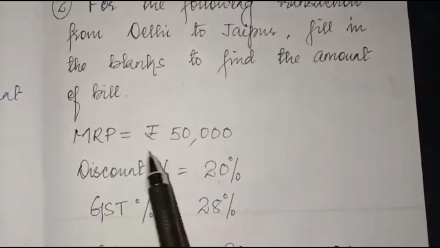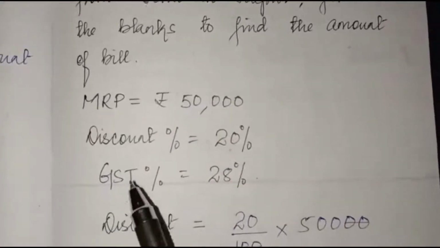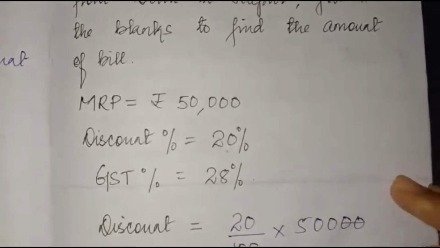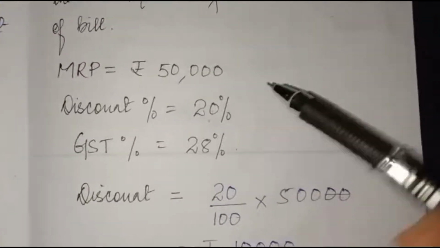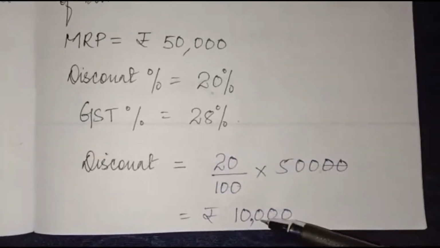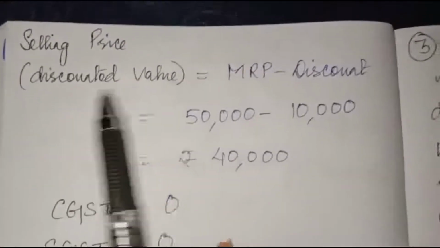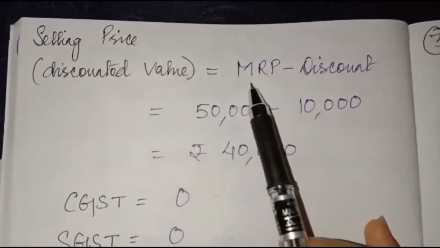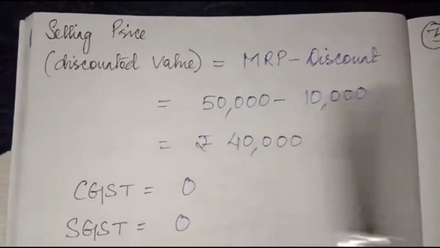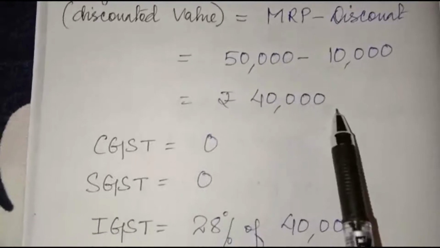So MRP is given rupees 50,000. Discount is given 20%. GST is given 28%. So we have to find the discount first. Discount is 20 by 100 into 50,000, which is 10,000. So discount is 10,000. Now you have to find the selling price. Selling price is the discounted value, so MRP minus discount, 50,000 minus 10,000 is 40,000. So the discounted price is 40,000.